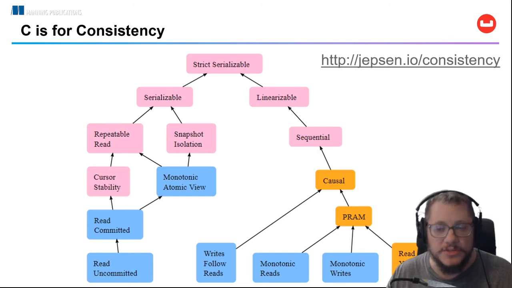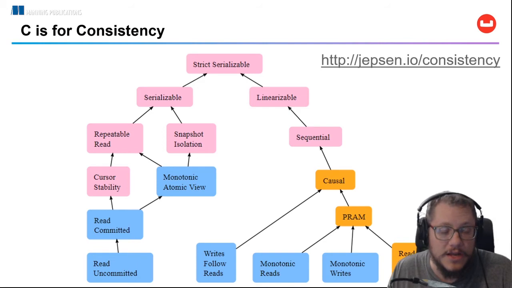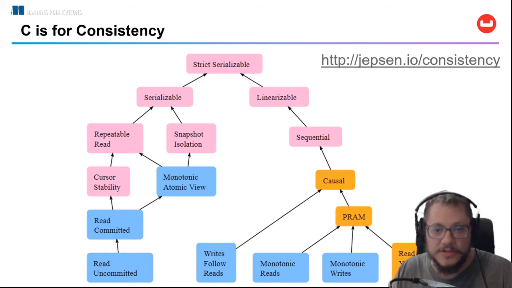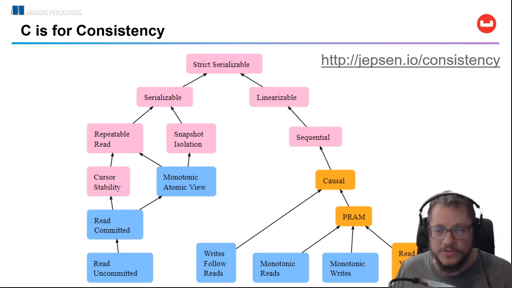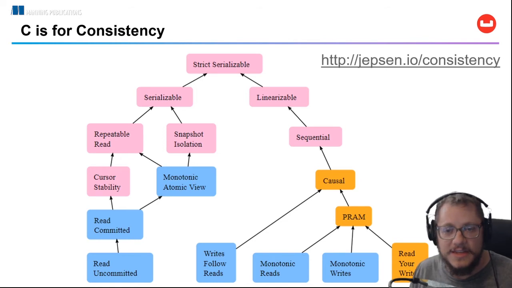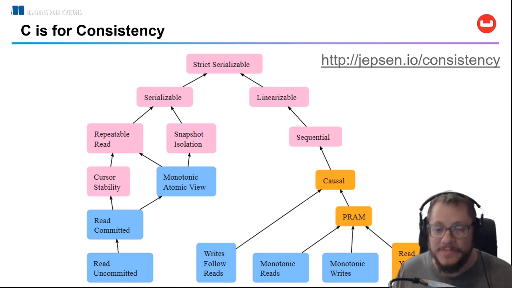So I'll cover these groups. I'm not going to go into each one of these individually. There's a lot to cover there. But pink are the models that are just not possible when there is a network involved because of network failures. So if you're using pink and you have a network, then in order to achieve those levels of consistency, you have to stop everything.